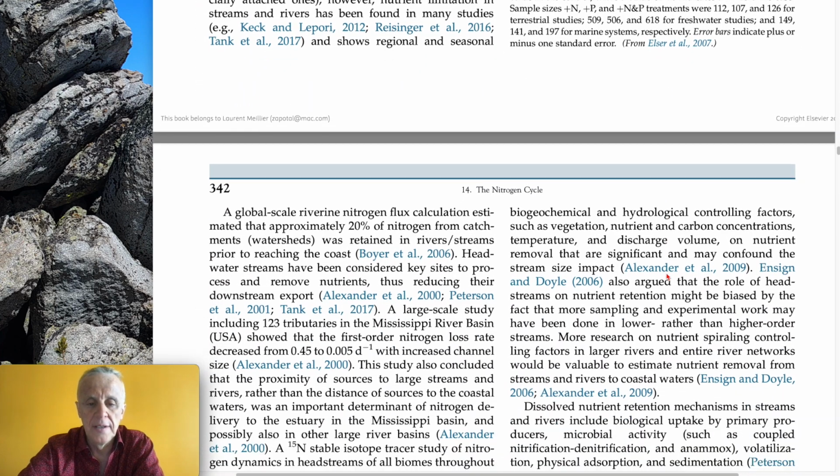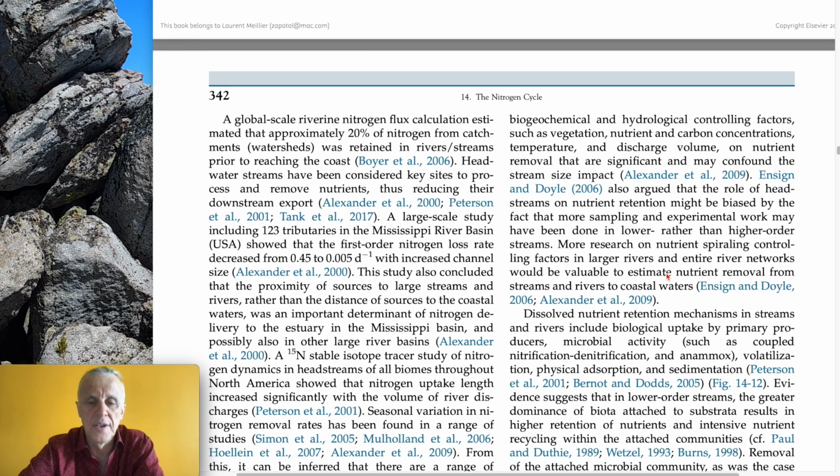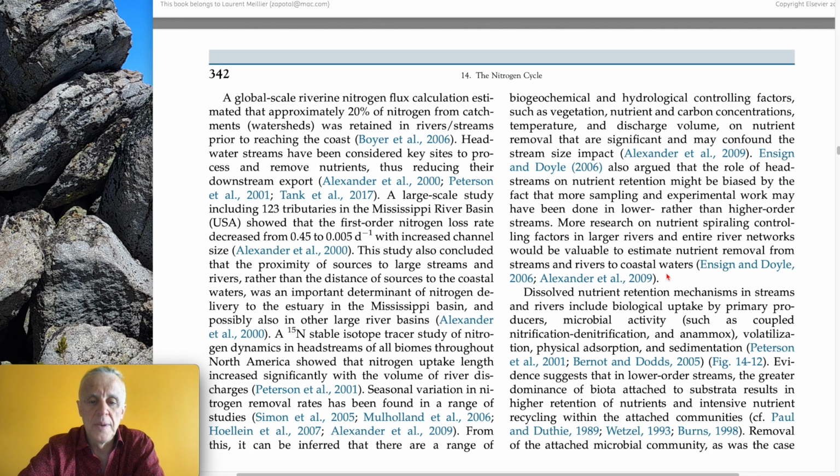A global scale riverine nitrogen flux calculation estimated that approximately 20% of nitrogen from catchments was retained in rivers and streams prior to reaching the coast. Headwater streams have been considered key sites to process and remove nutrients, thus reducing their downstream export. A large-scale study, including 123 tributaries in the Mississippi River Basin, showed that the first-order nitrogen loss rate decreased from 0.45 to 0.005 per day with increased channel size.